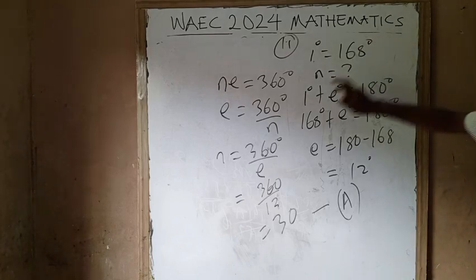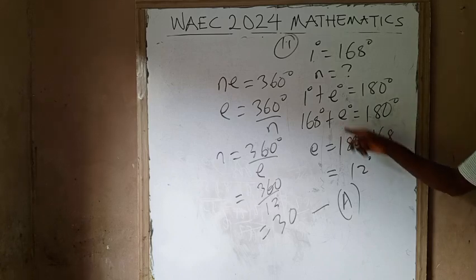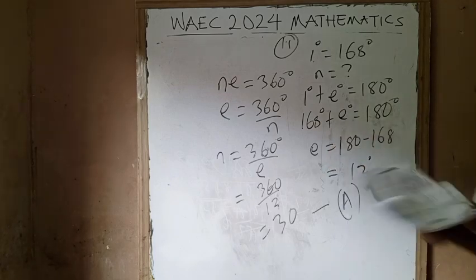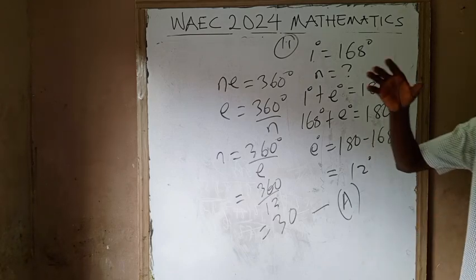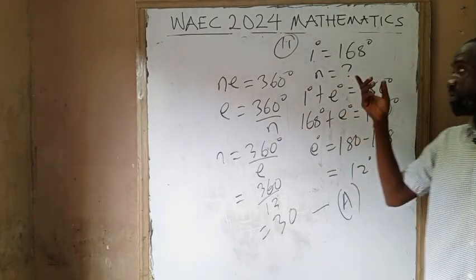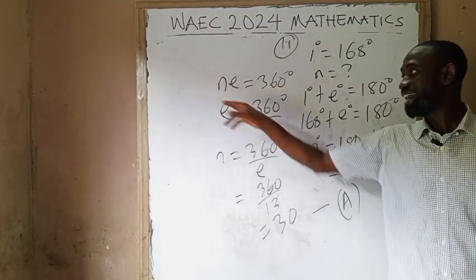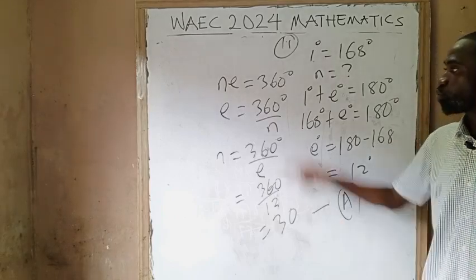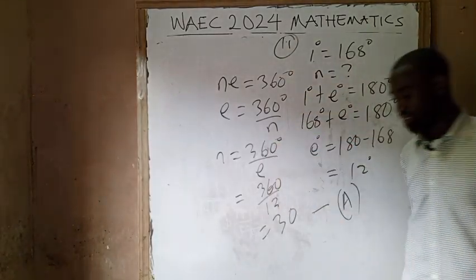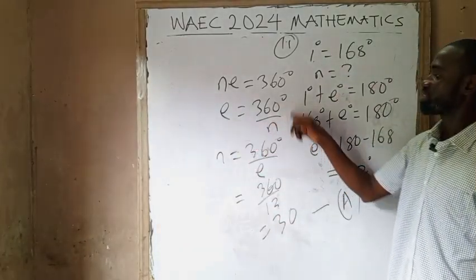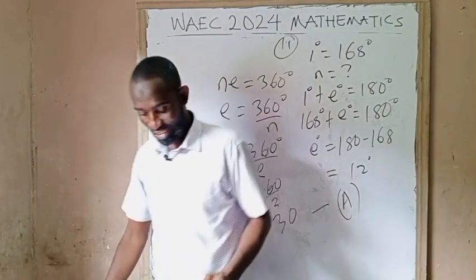So I use this formula: for every interior angle plus exterior angle, I must have 180 degrees. So get your exterior angle. Our exterior angle equals 180 minus 160, which is 20. But we have a formula that connects interior angle and exterior angle, and another formula that connects number of sides and exterior angle. Each exterior angle is the sum of all the exterior angles over number of sides. So we have E equals 360 over n. Make n the subject of the formula and we have our answer. That's question number 11.